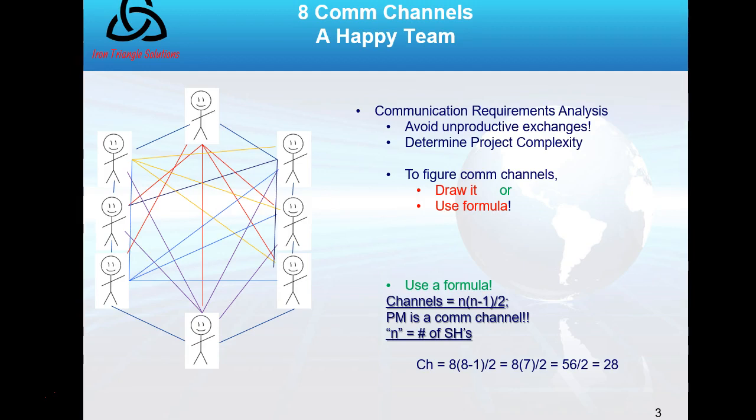And on the test, my tests, or on tests in the PMBOK guide for the PMP exam, you will use a formula. And the formula for the number of communication channels, which is a part of communication requirements analysis, is n times n minus 1 divided by 2. N being the number of stakeholders. So I have 8 stakeholders times 8 minus 1, which is n minus 1, divided by 2. In this case, gives me 28 communications channels for these 8 people.